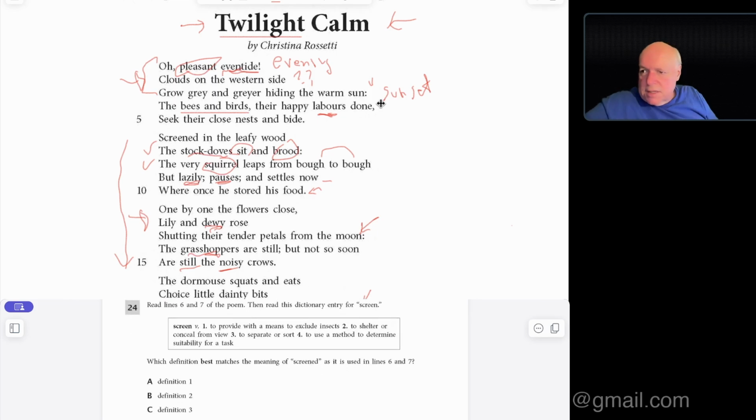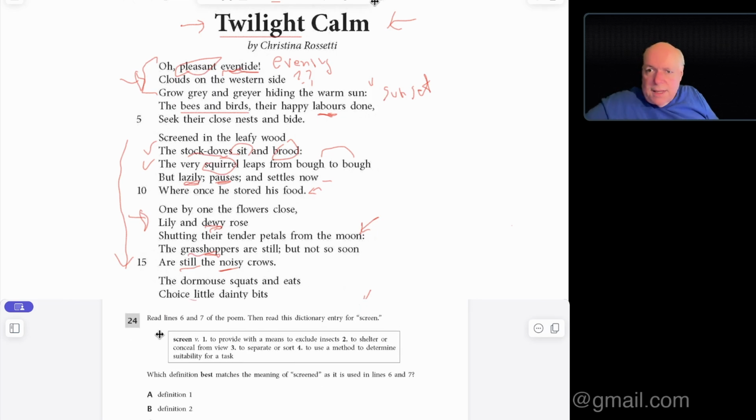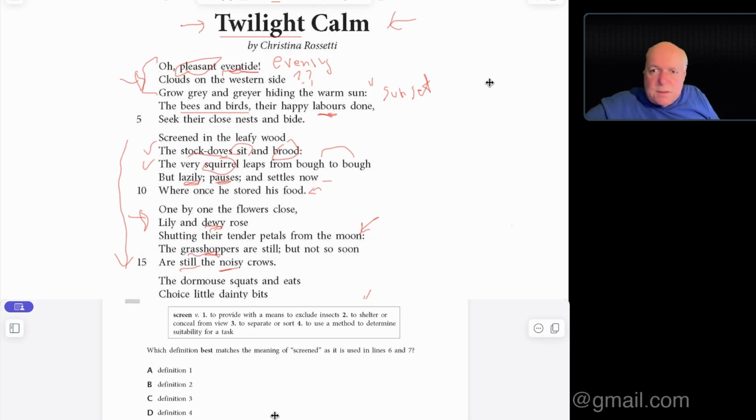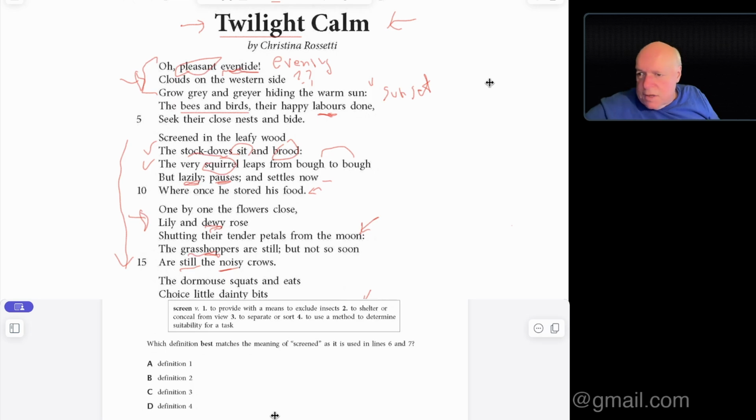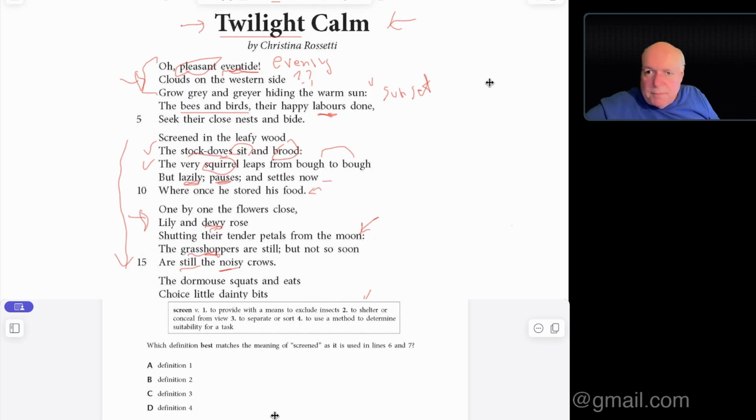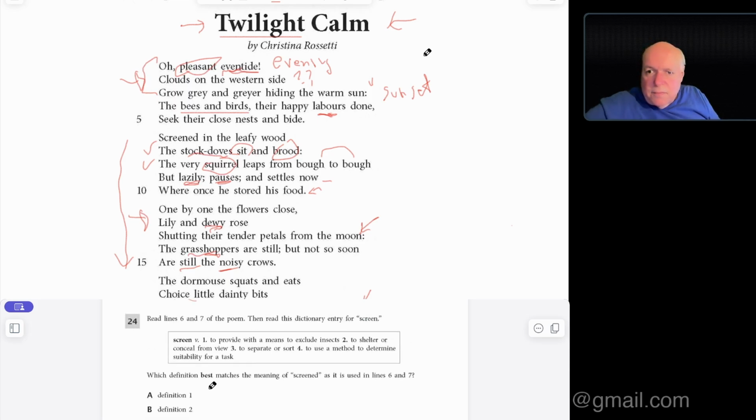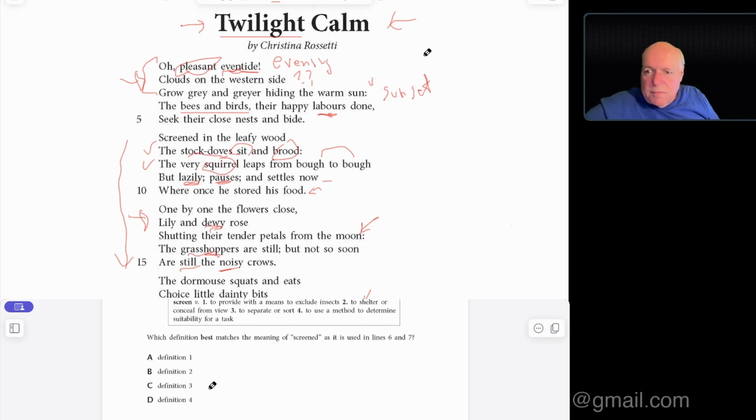24. Let's see if we can get this to fit. Well, let's read the question first. Read lines 6 and 7 of the poem, then read the dictionary entry for screen. Let's see if we can get this to fit. Yeah, there we go. All right. So it says to read lines 6 and 7 of the poem. So let's go do that.